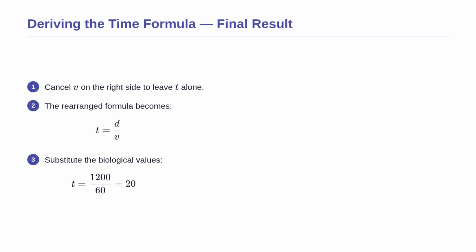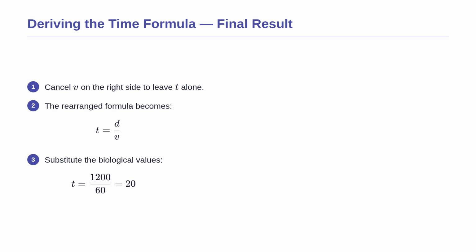Continuing from our previous step, we cancel the velocity term on the right side of the equation. This leaves the time variable, t, completely isolated. Our final rearranged formula is t equals d divided by v. This simple but powerful fraction allows us to plug in our known biological values directly.